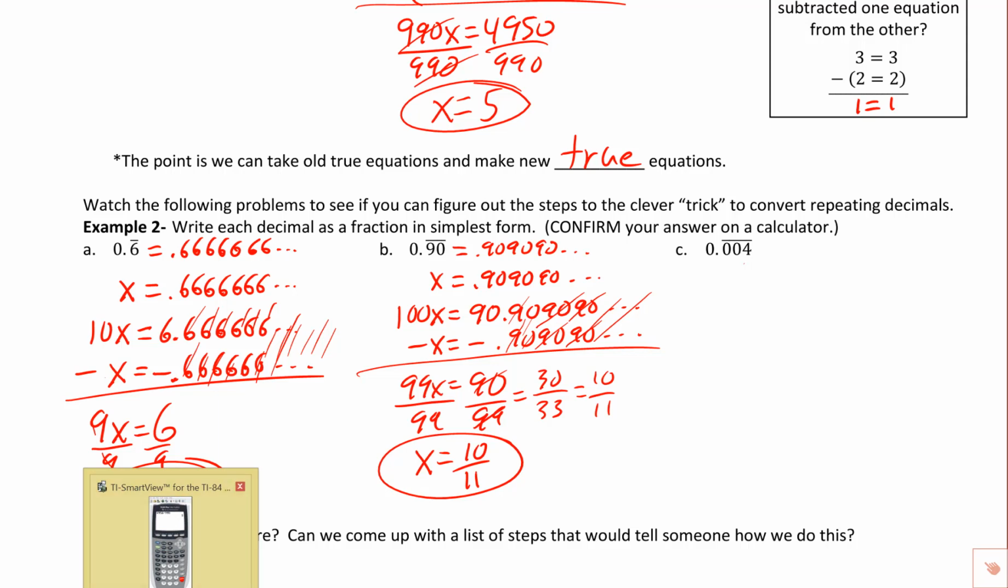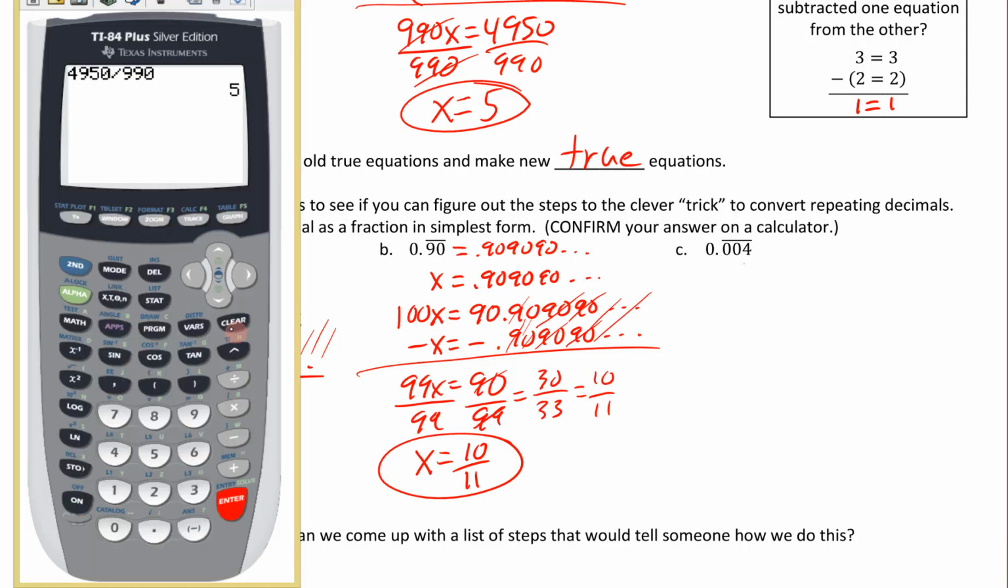So let's take a look here. It does say that we can confirm the answers on our calculator. Remember, we did 2 divided by 3 earlier, and we got that 0.6 repeating. Let's just double check this. What happens if we do 10 divided by 11?